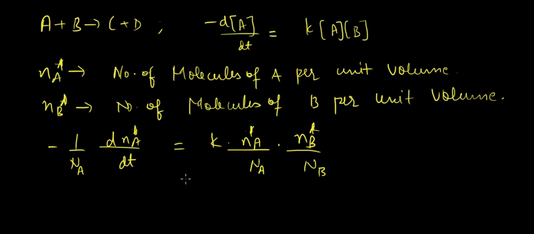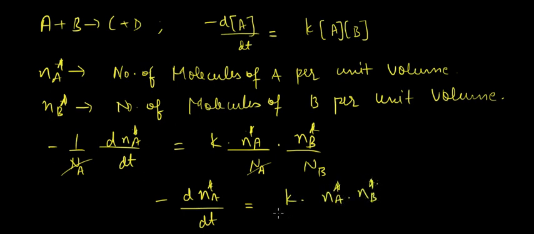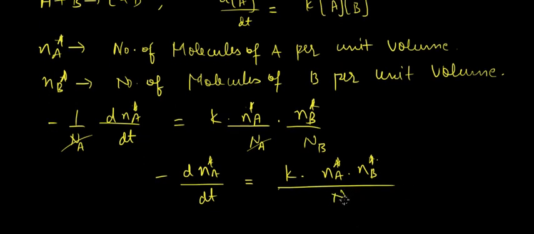Okay, so we can write N and N get cancelled. So d of Na star divided by dt would be equal to K times Na star times Nb star divided by Na, Avogadro number.